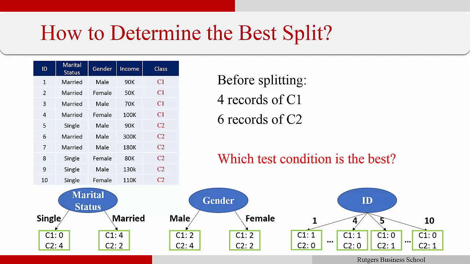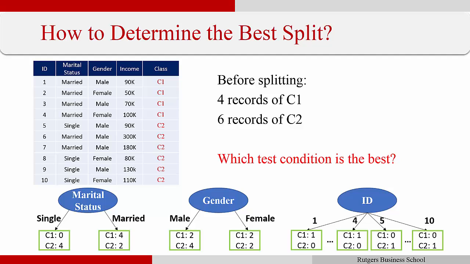Just an example here: we have the table, which is the training set. Still, we have 10 different client records. We have 3 attributes: marital status, gender, and income, and we have the correct class. So before the splitting, we have 4 records belonging to class 1 and 6 records belonging to class 2. And we should find the attribute to split it. First, we choose marital status. So we can divide it into 2 subsets by single and married.